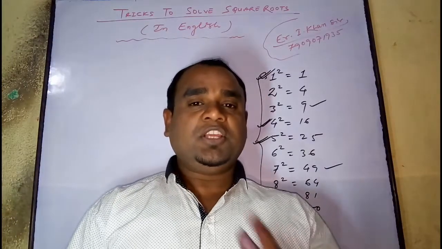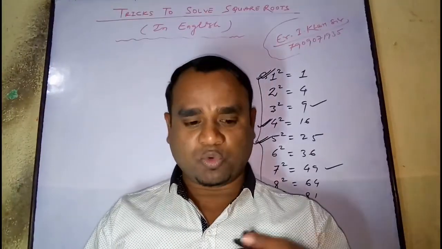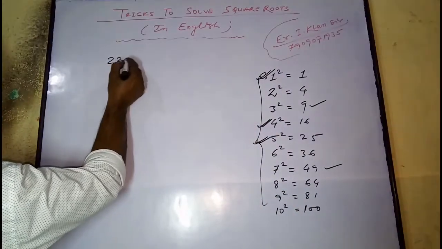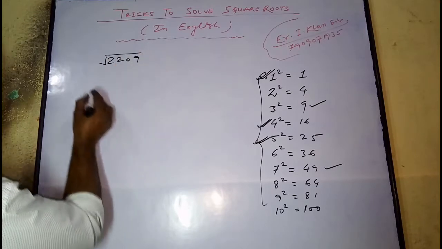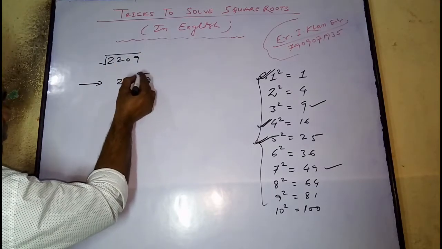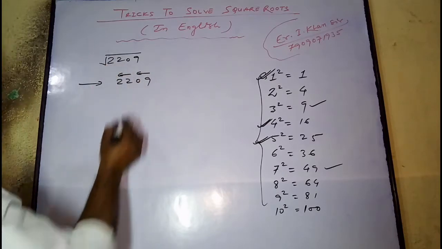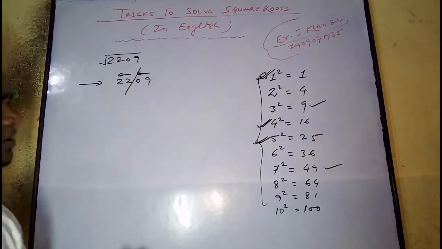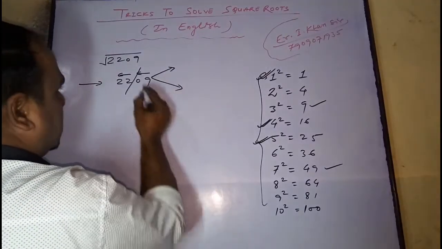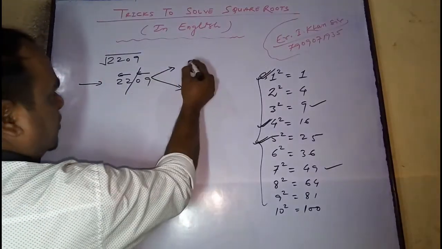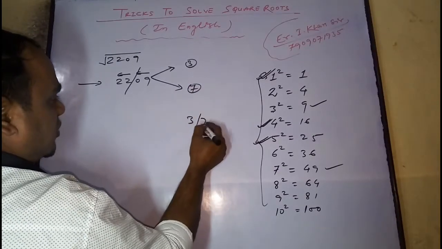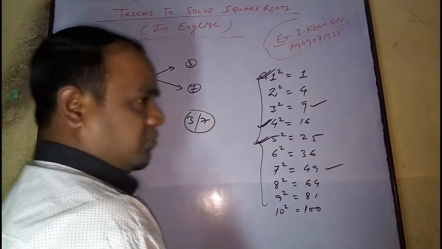If there is any confusion, then let us consider one more example. Suppose friends, you have to find the square root of 2209. Okay, now you have to write this number like this. Now make pairs from your right side. Then you get 09. The square of 3 or 7 gives 9. Okay friends, therefore the last digit may be 3 or 7.